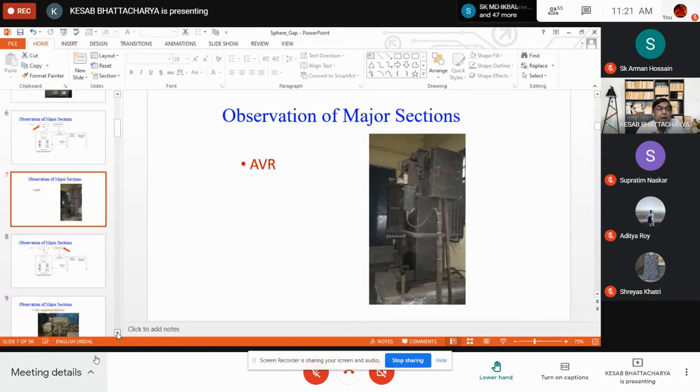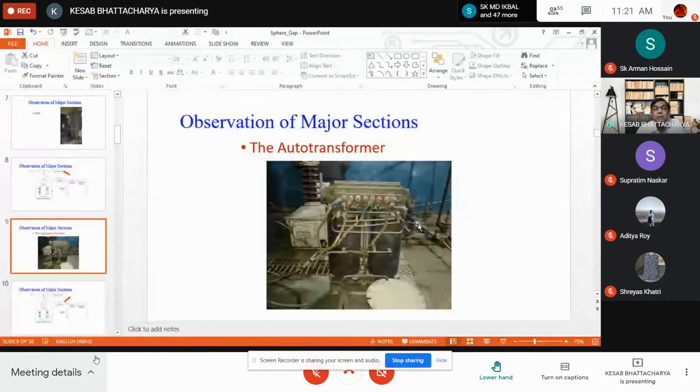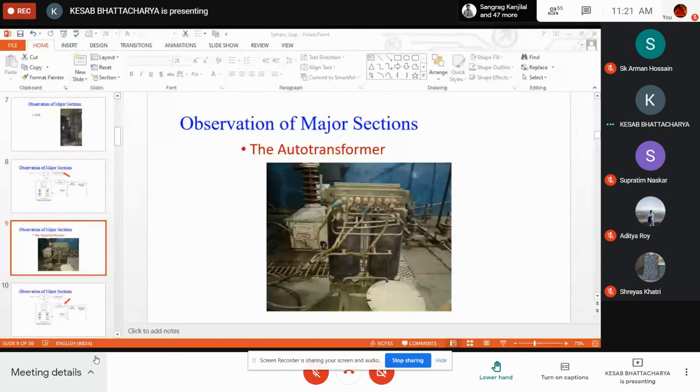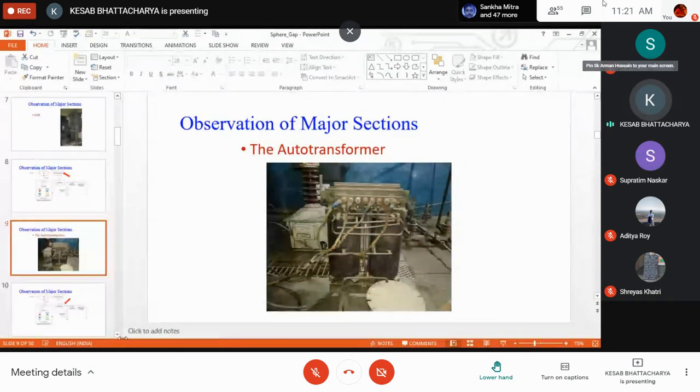Then this is the auto transformer, an iron core auto transformer. It has 5 tappings starting from 100 up to 500. Normally, the 300 volt tapping is used. There is no specific reason, except that it serves our purpose. The voltage which is required is sufficient when we use the 300 volt tapping. This is the diagram of the auto transformer.